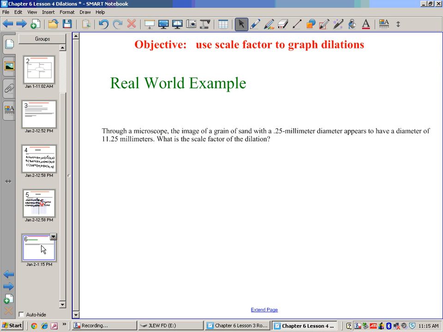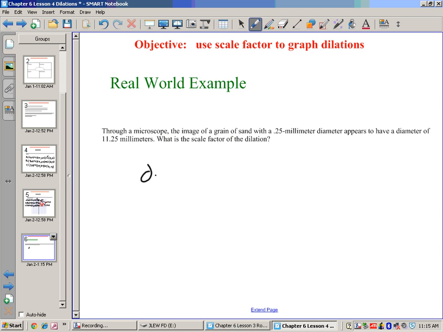Okay, we have a real world example. Through a microscope, the image of a grain of sand with a 0.25 millimeter diameter appears to have a diameter of 11.25. What is the scale factor of the dilation? So here, once again, they gave you the input and the output. We're trying to find the middle, so we're trying to find the rate. We've got to find a ratio.